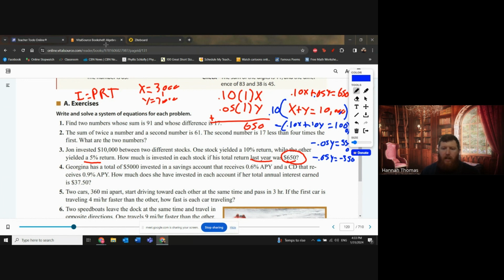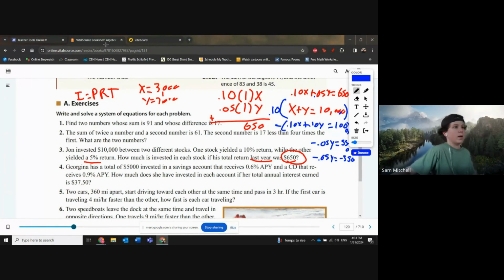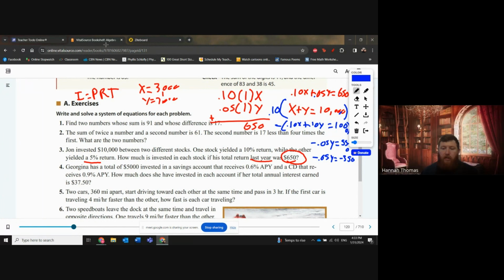And then when you divide by negative 0.05, you end up with positive 7,000. Oh yeah, that's 350 divided by 0.05. Yeah. 7,000 at y would be 5%. So, yeah, 7,000. And at that point, we have what we need.